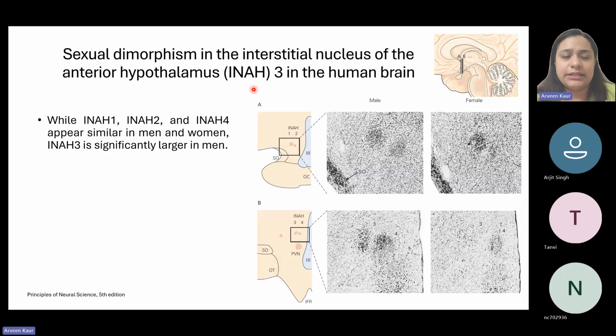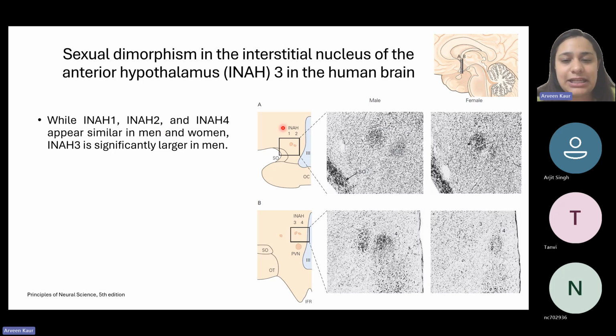Sorry. Then this kind of dimorphism also occurs in the human brain. Over here, you can see there are four regions labeled in the human brain. It is the interstitial nucleus of the anterior hypothalamus, so INAH, right? So there are these four regions that are labeled. This is a hypothalamic region. E is a cross section from this region and P is a cross section from this region, right?